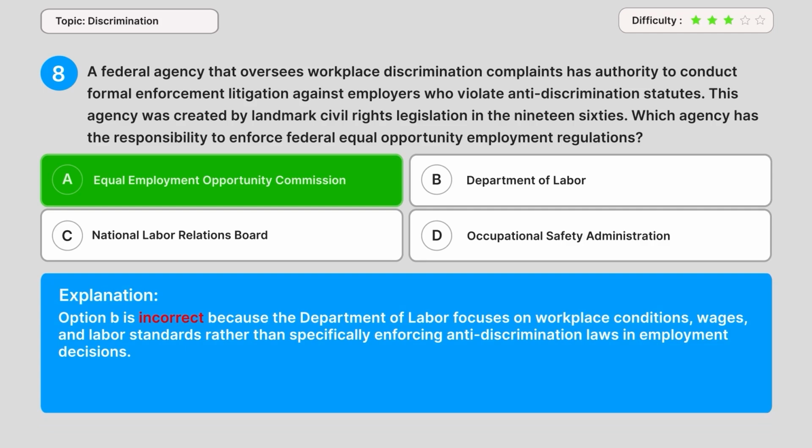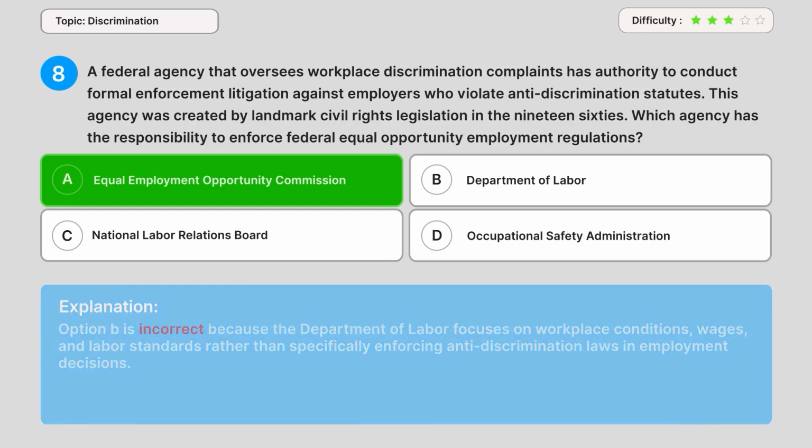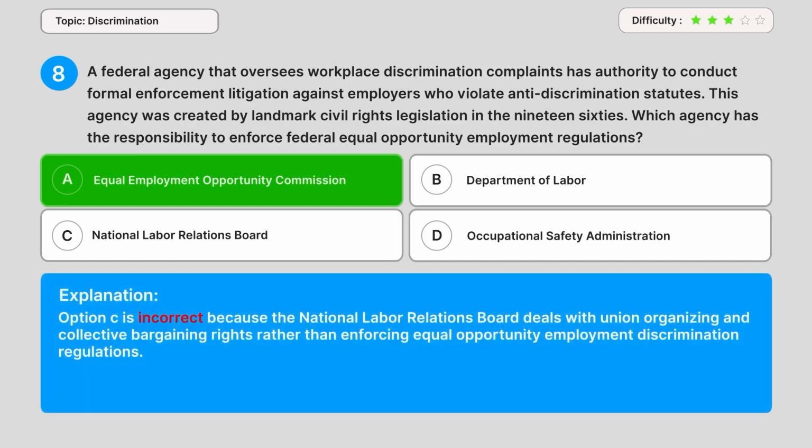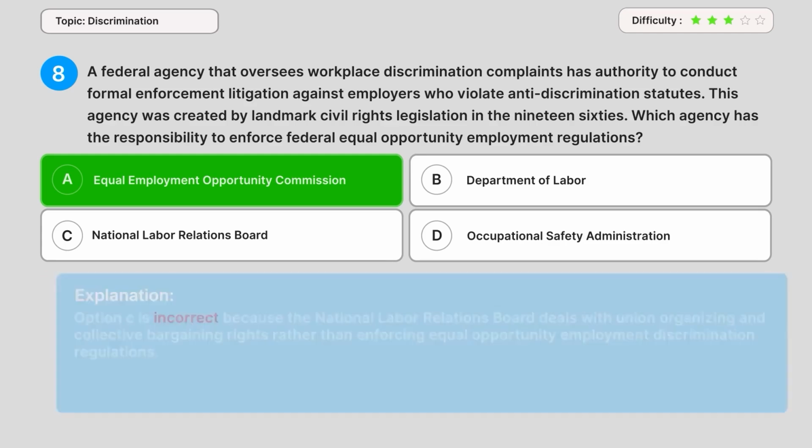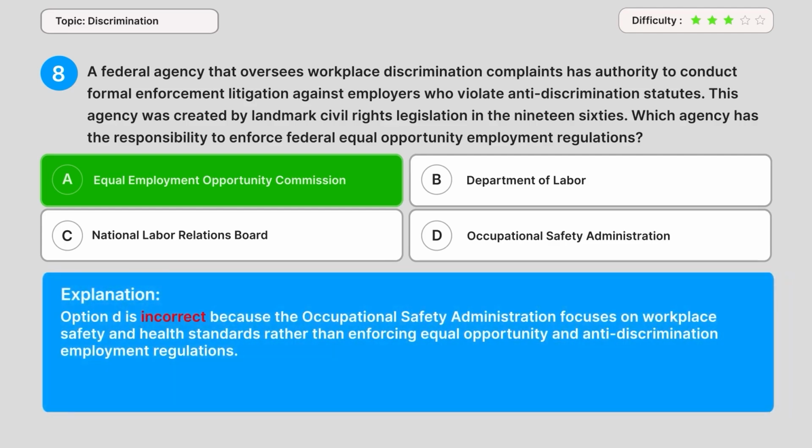Option B is incorrect because the Department of Labor focuses on workplace conditions, wages and labour standards, rather than specifically enforcing anti-discrimination laws in employment decisions. Option C is incorrect because the National Labour Relations Board deals with union organising and collective bargaining rights, rather than enforcing equal opportunity employment discrimination regulations. Option D is incorrect because the Occupational Safety Administration focuses on workplace safety and health standards rather than enforcing equal opportunity and anti-discrimination employment regulations.